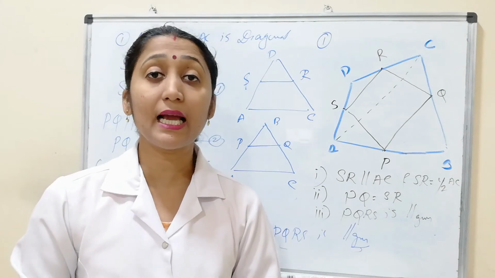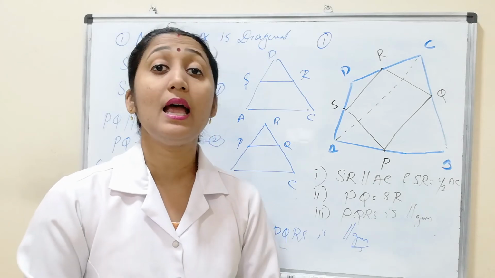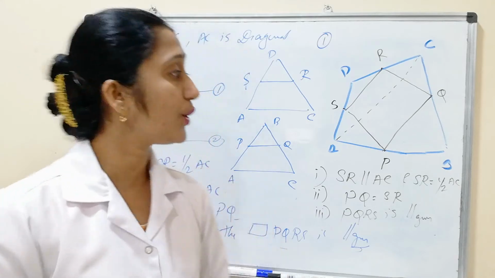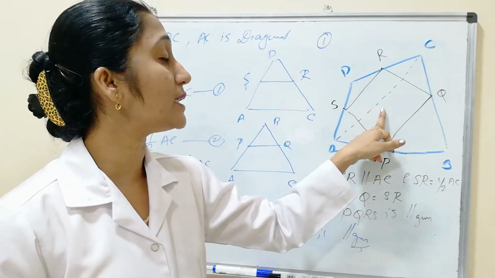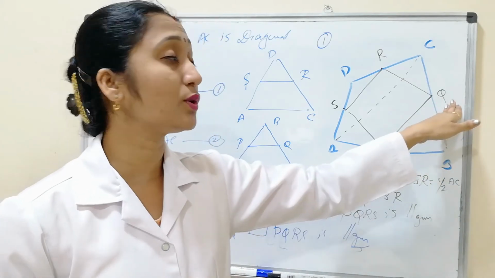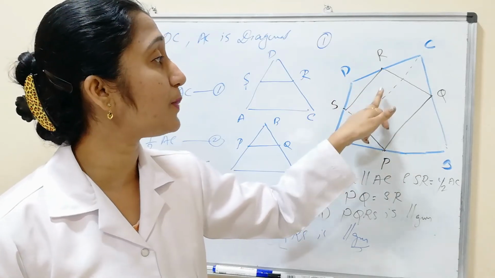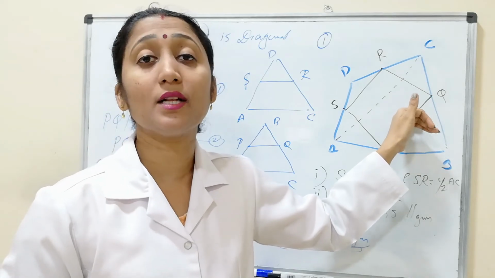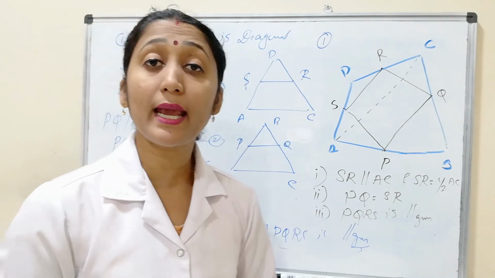Okay, so it is the midpoint theorem. The midpoint theorem says that the line segment joining the midpoints of any two sides of a triangle is parallel to the third side and is equal to half of it. So here AC is the third side of triangle ADC, so SR is parallel to AC. Similarly, PQ joins the midpoints of two sides, so PQ is parallel to AC. So we can say that SR is parallel to PQ, and they are also equal. The opposite sides are equal and parallel, so it will be a parallelogram.